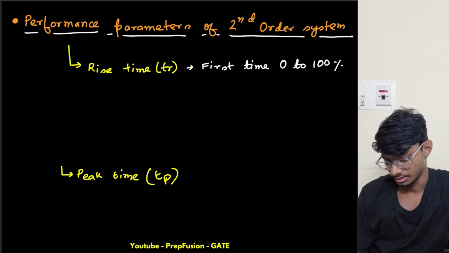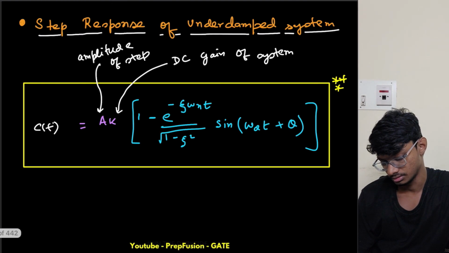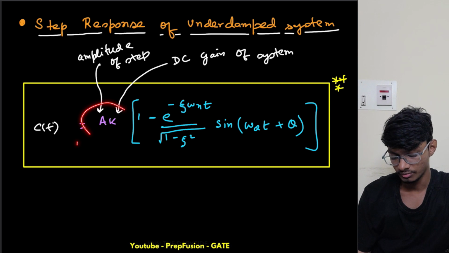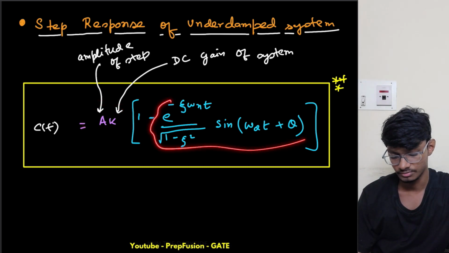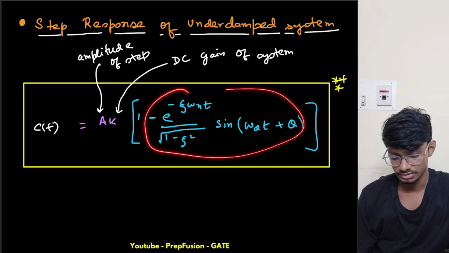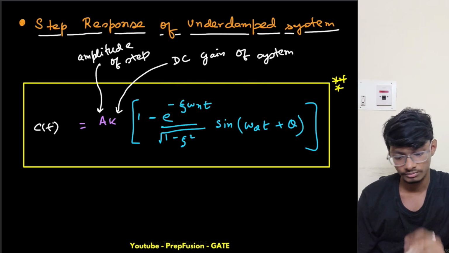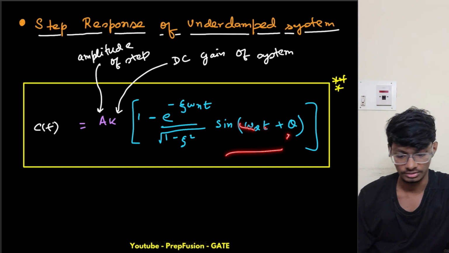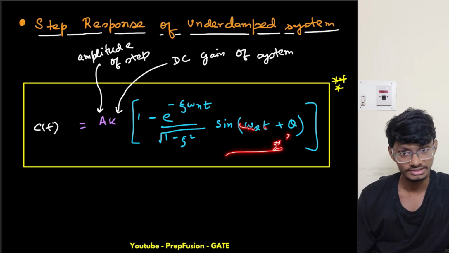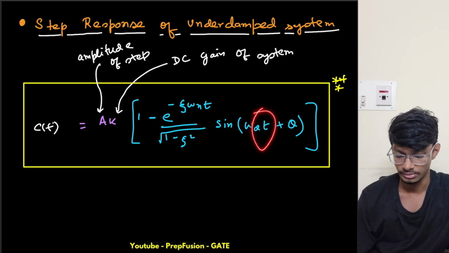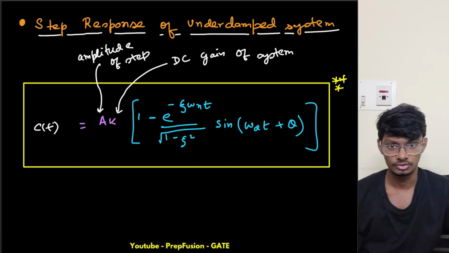Let me see, when will this reach 100%? When this term becomes 0 for the first time. So how will this term become 0? Either at infinity or if I make this one 0. So the first time, how will it go to 0? Omega dt plus theta needs to go to either 0, but 0 it can't go because then my time will come out to be negative. Obviously 0 it can't go.